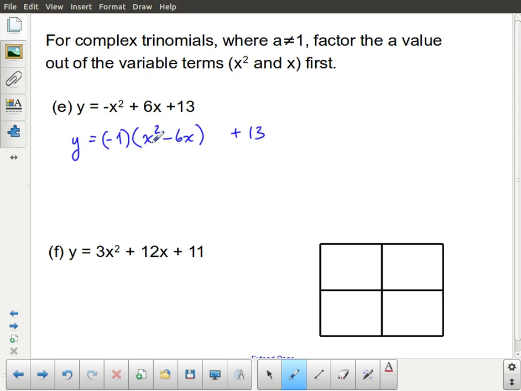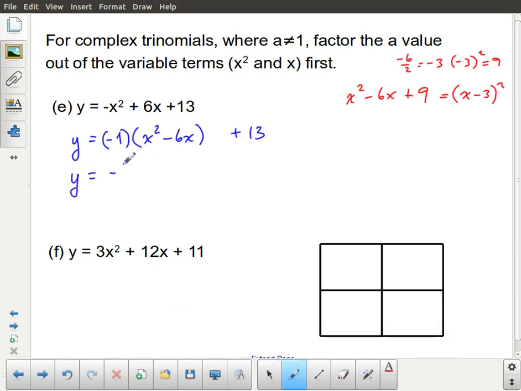Okay, so now what we're really focusing on is this x squared minus 6x. Well, now we're back to a simple trinomial. We're trying to make a perfect square of that. So we take negative 6 divided by 2 is equal to negative 3. And negative 3 all squared is equal to positive 9. So this is equal to x squared minus 6x plus 9, which is the perfect square x minus 3 all squared. So now let's see, how does that come back to here?